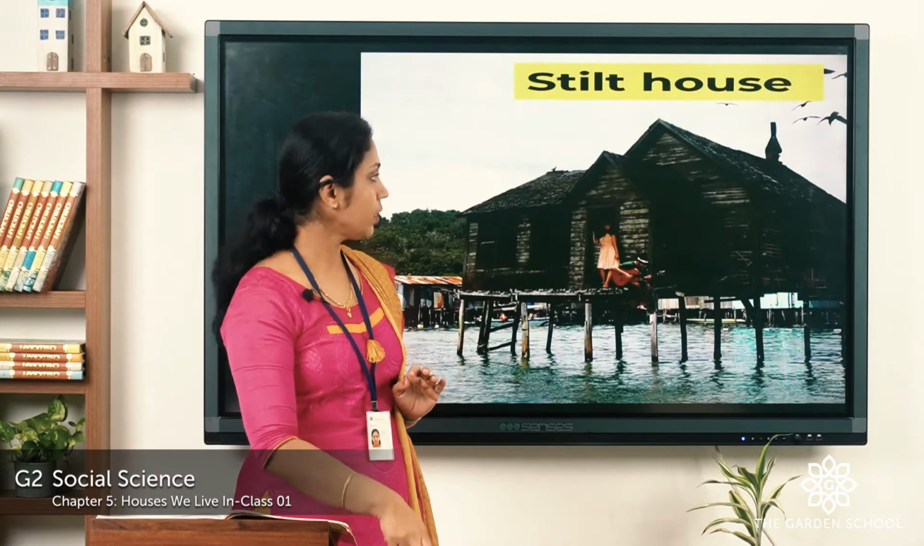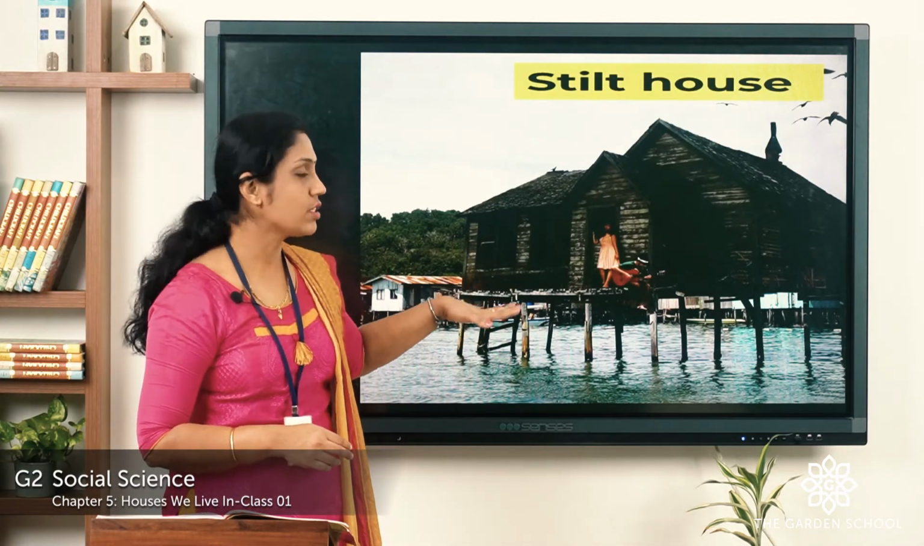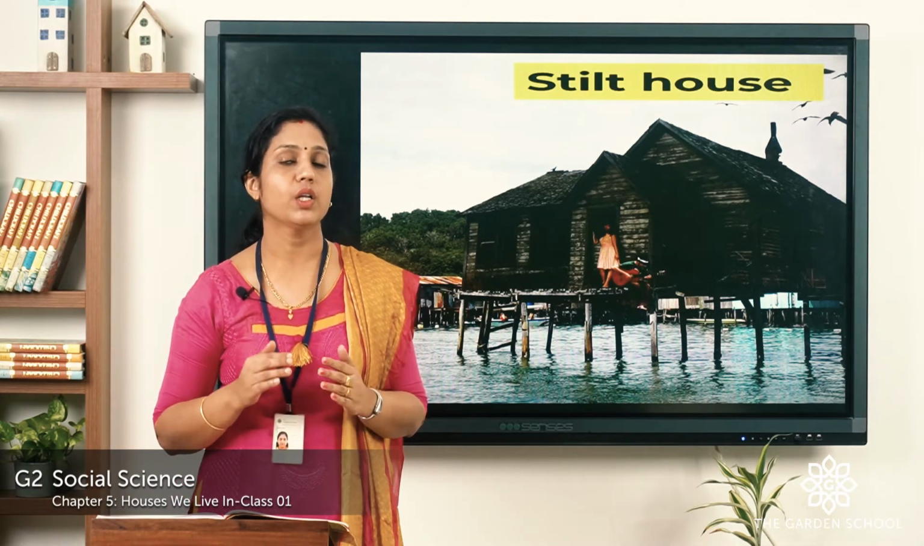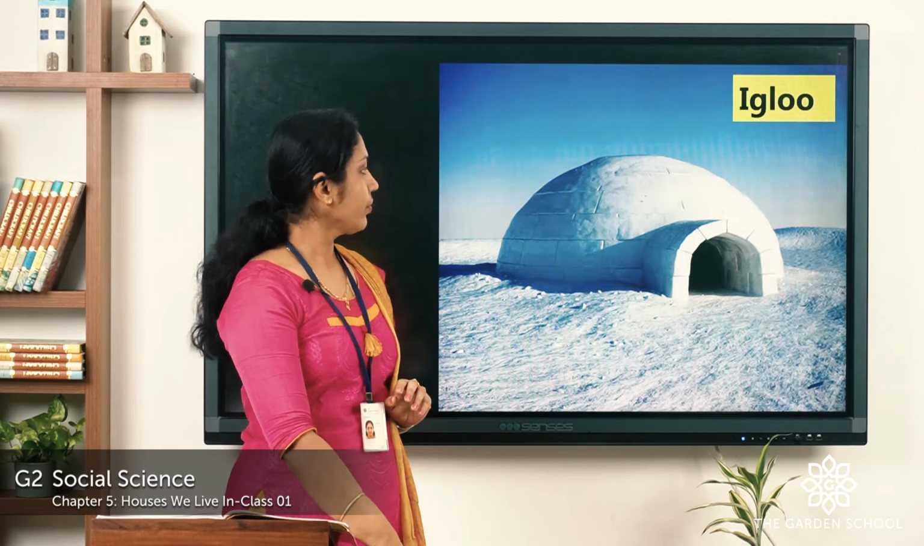So they are safe from water. Such houses are called stilts. In this picture also you can see this house is built on piles of wood, and so they are safe from the water. Even if it's heavy rainfall, the water doesn't get inside the house. So those houses are called stilts.